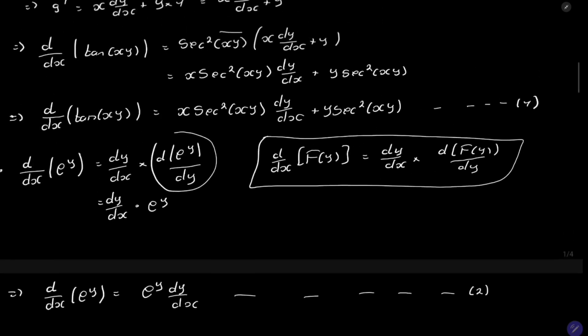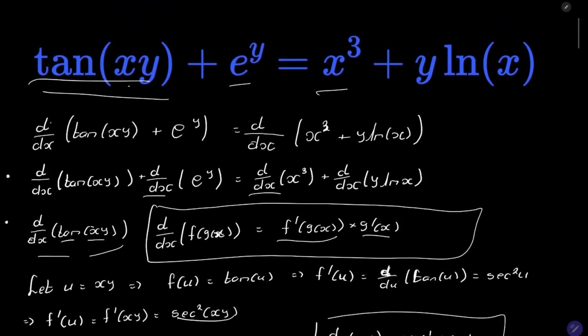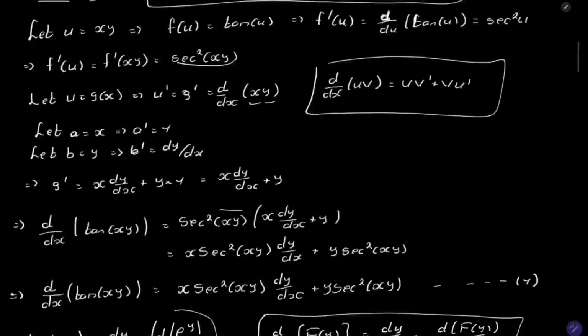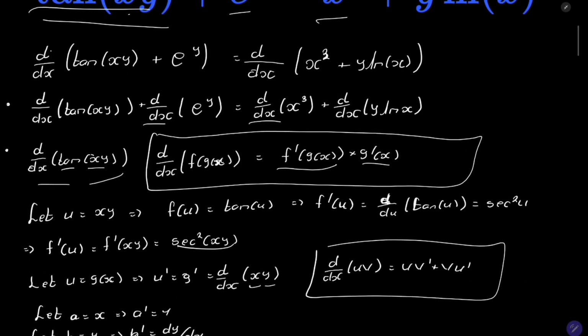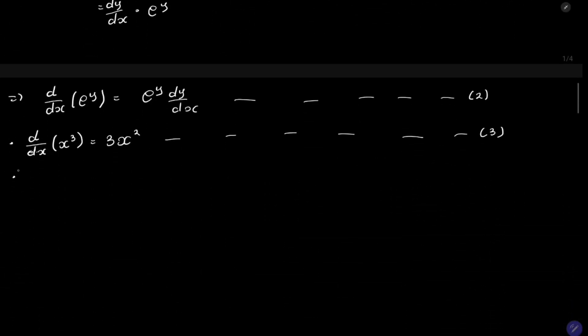So let's move on to our third term. Our third term in this case asks us to differentiate x cubed. This is very simple and direct. The derivative with respect to x of the function x cubed gives us 3x squared. We label this equation 3. Moving on to equation 4, our fourth term, which tells us to differentiate the function y in x.